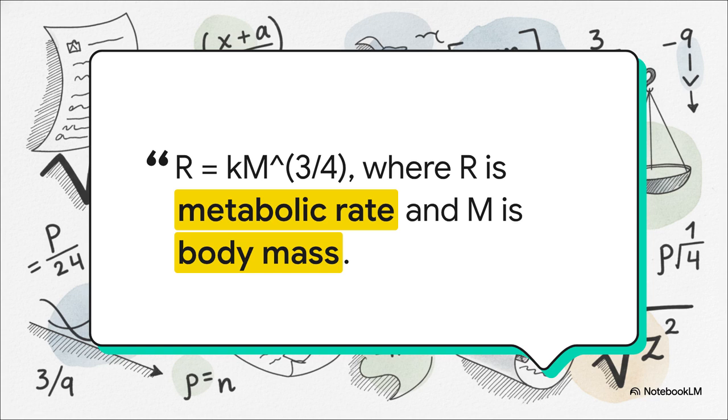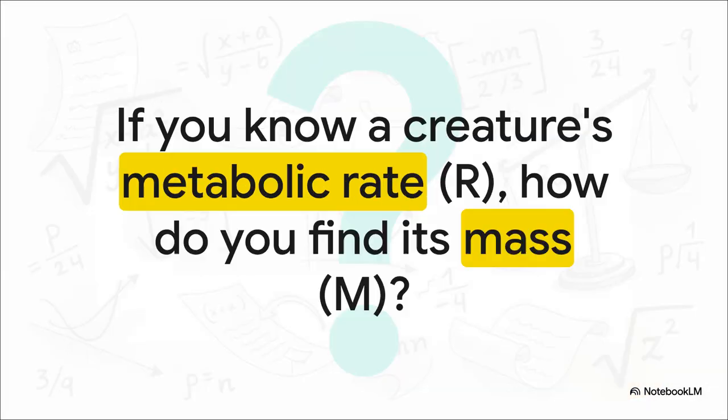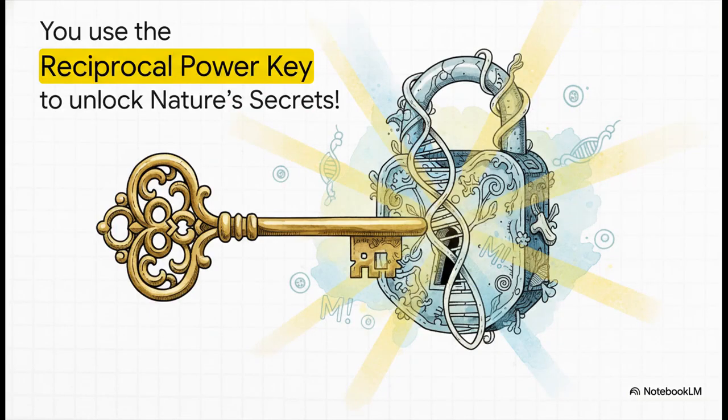It basically says that an animal's metabolic rate, R, is proportional to its body mass, M, raised to the power of, you guessed it, a rational exponent, 3/4. And this law holds true for almost every animal, from a tiny mouse all the way up to an elephant. So here is a real-world scientific puzzle. Imagine you're a biologist and you just measured the metabolic rate of some newly discovered creature. How could you use that number to figure out its total body mass without even putting it on a scale? You use the exact same tool we've been practicing this whole time, the reciprocal power key.